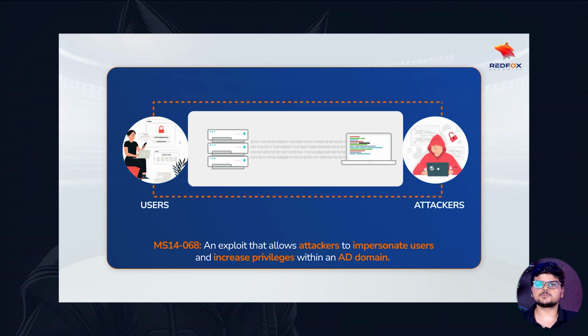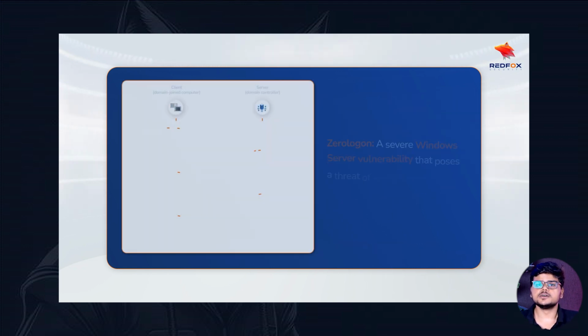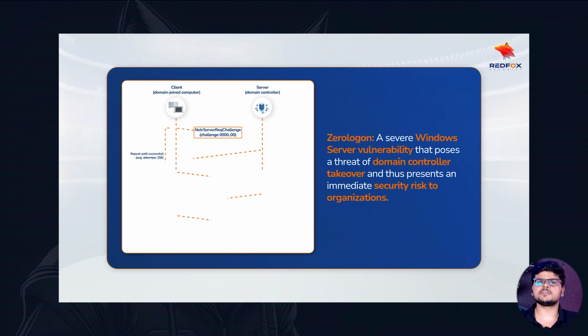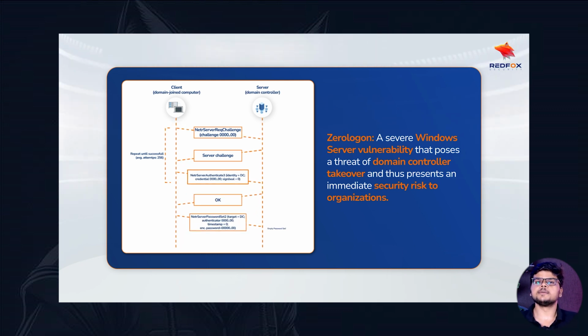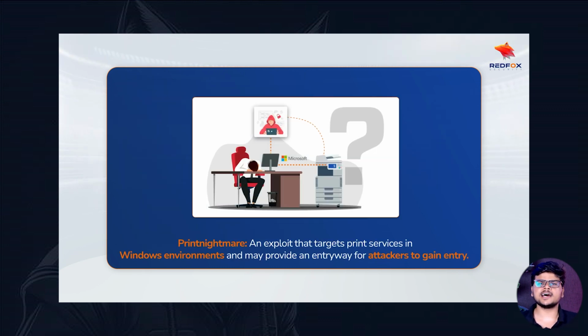MS14-068, an exploit that allows attackers to impersonate users and increase privileges within an Active Directory domain. Zerologon, a severe Windows Server vulnerability that poses a threat of domain controller takeover and thus presents an immediate security risk to organizations. PrintNightmare, an exploit that targets print services in Windows environments and may provide an entryway for attackers to gain entry.